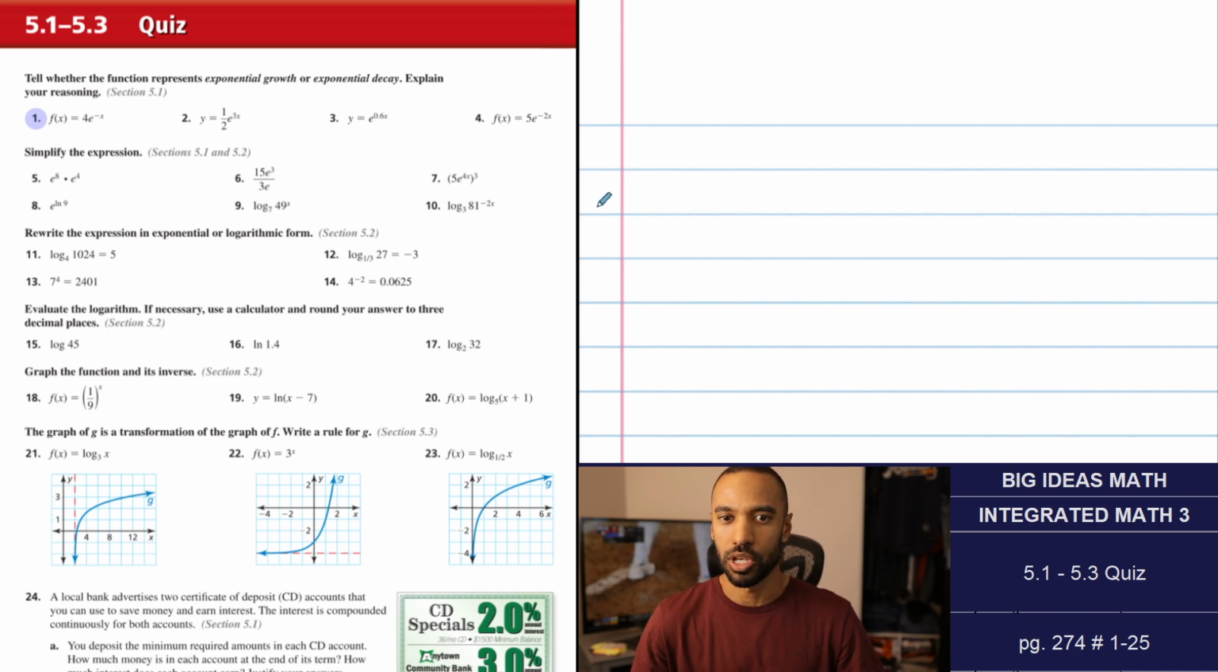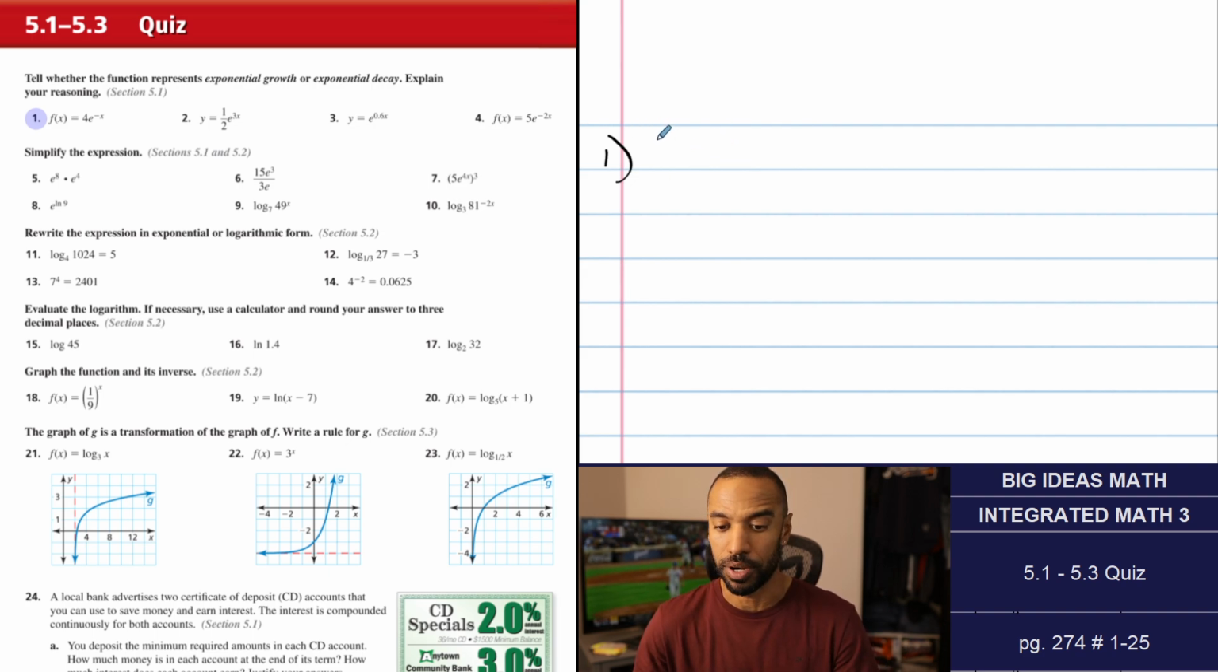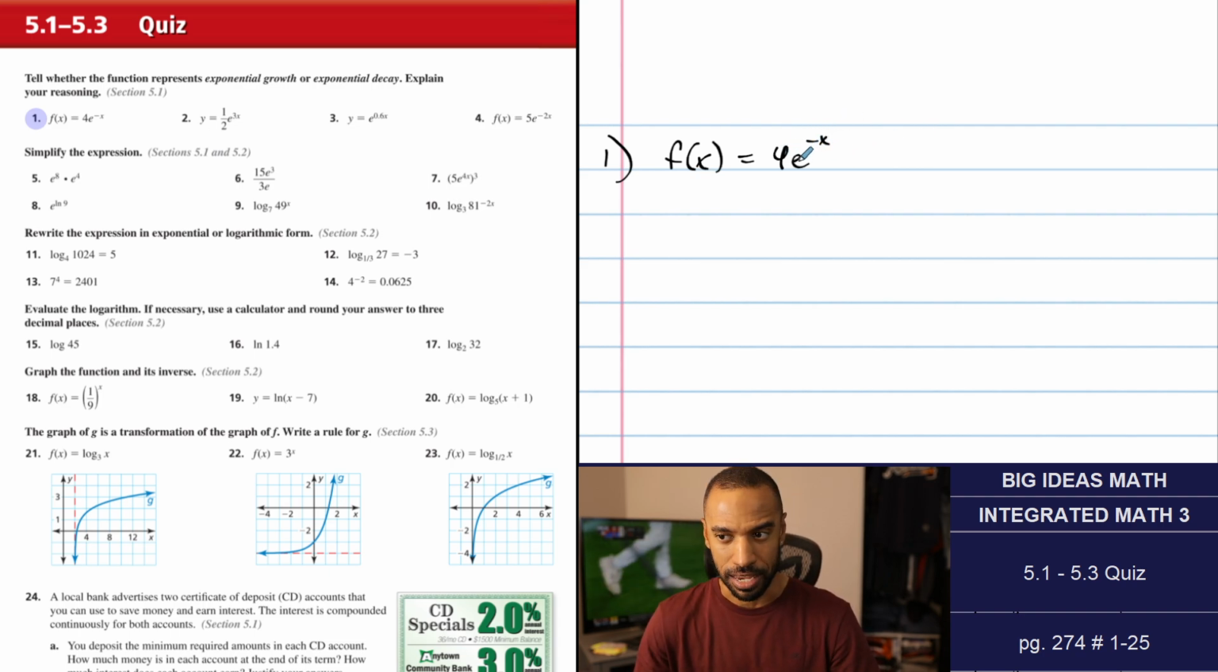We're going to start with numbers 1 through 4, where they're asking you to tell whether the function represents exponential growth or exponential decay and explain your reasoning. So this would have been out of section 5.1, and its use would have really been out of section 5.3 when it comes to graphing. But the first one, f of x equals 4e to the negative x power. The matter of fact is that e is a number that's more than 1. It's around 2.7-ish. And since it's a number that's more than 1, you would expect growth.